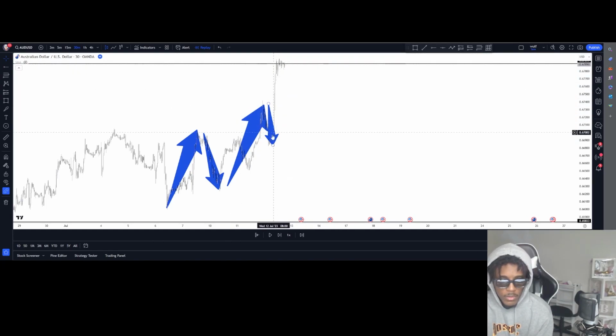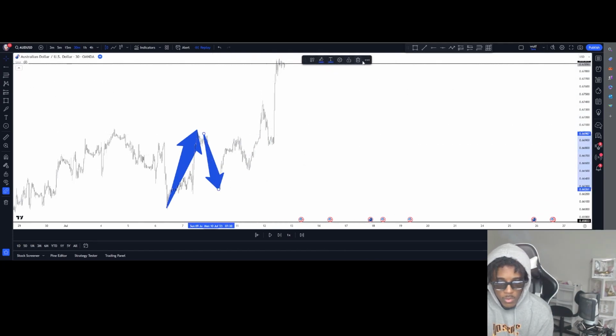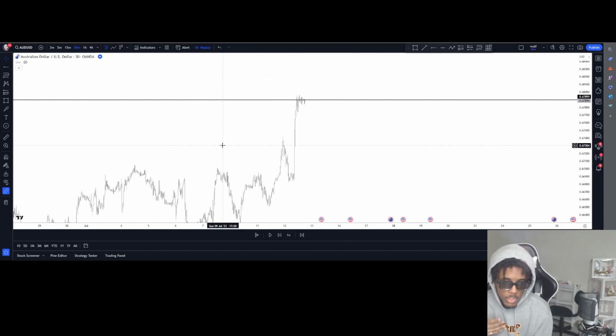So with us being on a higher time frame, we're not like on the 5 minute or the 3 minute or the 1 minute. That bullish bias is very, very strong. I'm not gonna trade against it. I'm gonna trade with the trend and not against it.